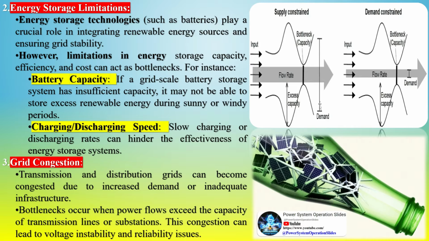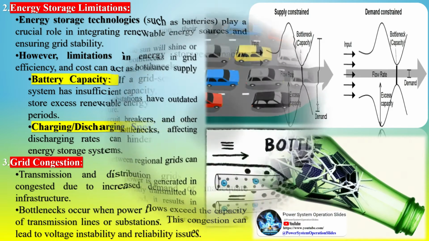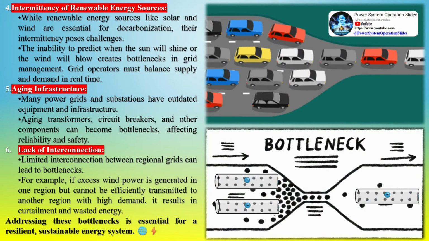Aging infrastructure. Many power grids and substations have outdated equipment and infrastructure. Aging transformers, circuit breakers, and other components can become bottlenecks, affecting reliability and safety. Lack of interconnection. Limited interconnection between regional grids can lead to bottlenecks. For example, if excess wind power is generated in one region but cannot be efficiently transmitted to another region with high demand, it results in curtailment and wasted energy. Addressing these bottlenecks is essential for a resilient, sustainable energy system.